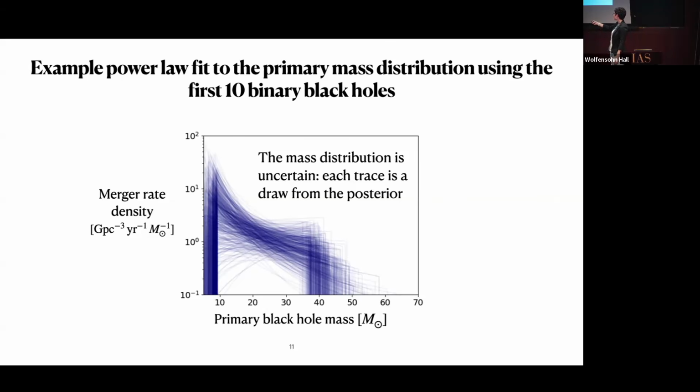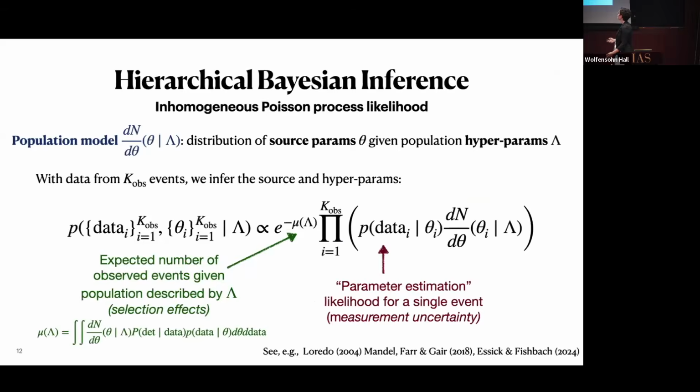One thing that came out of this analysis is that it seems that the maximum mass was around 40 solar masses from this power law fit with only the first 10 events. We know that's not true anymore. Okay, so how do we actually do that?